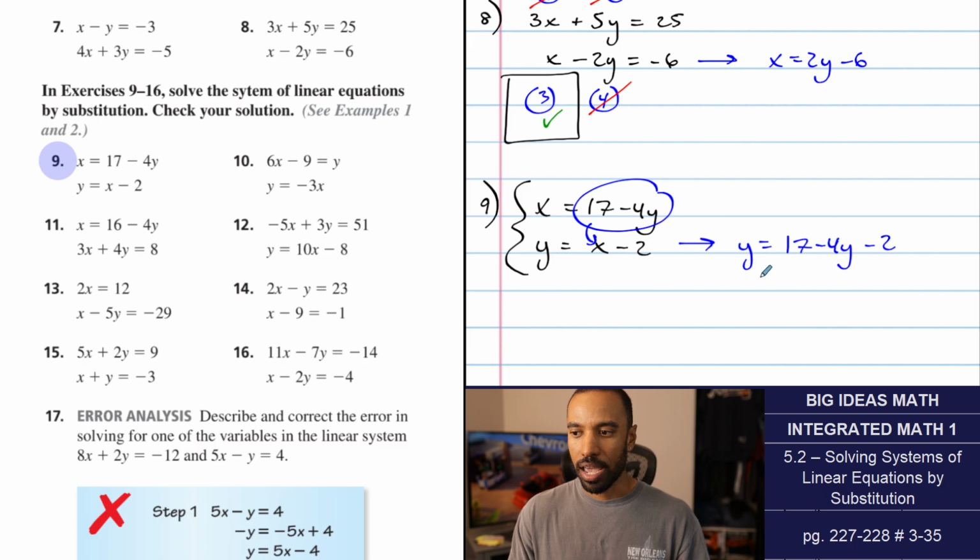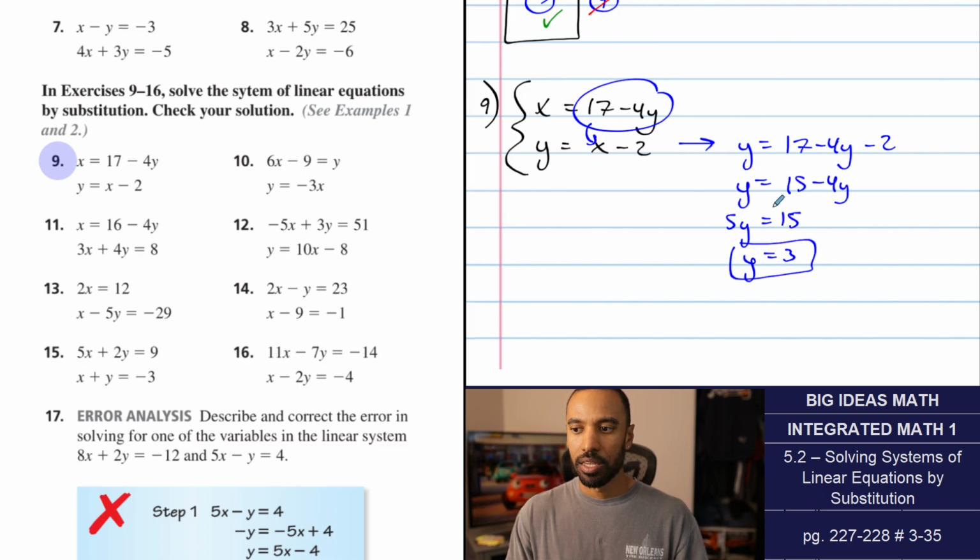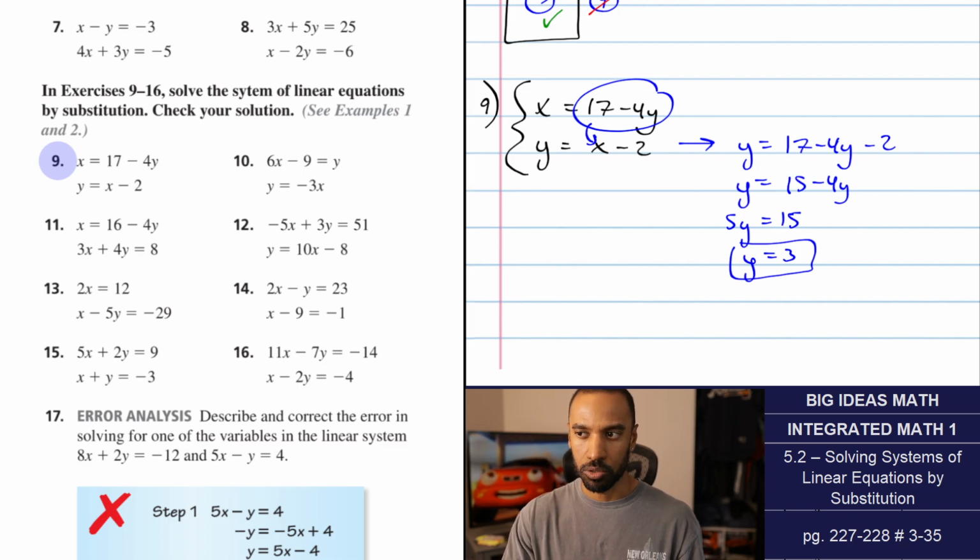Now I have a 4y on this side, or negative 4y I should say. Let's first combine these, then we'll get there. So 15 minus 4y. If I add 4y to both sides and divide both sides by 5, I get y equals 3. Keep in mind, I'm not showing the actions in between anymore. I've warned a couple times on that, so just get ready.